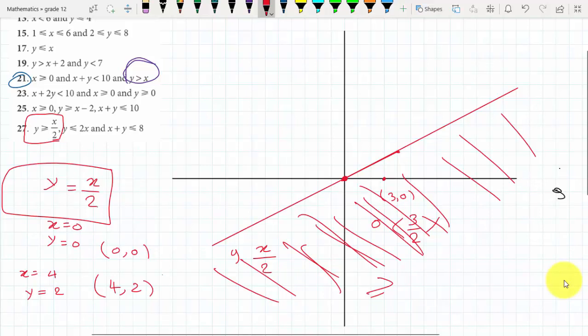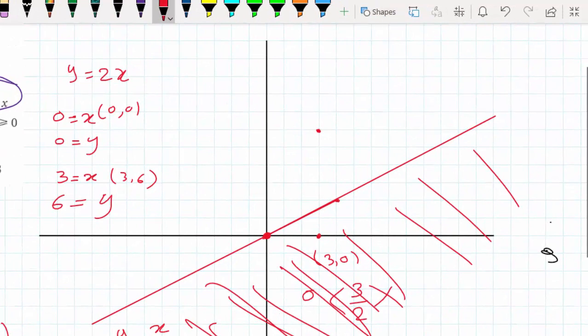Now for the second one, y is equal to or less than 2x. To draw the graph of y equals 2x, put 0 in place of x. We will get y is equal to 0. Put 3 in place of x. We will get y is equal to 6. Now we have 2 points, 0, 0 and 3, 6. Plot them. 0, 0 is here, 3 in x is here, 6 in y, 1, 2, 3, 4, 5, 6 is here. Join these 2 points with a straight line.